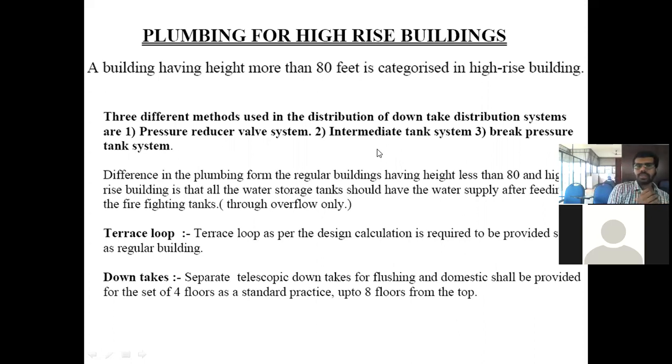Okay, so as this is a high-rise building, what happens is that there is a high pressure. If it is more than 80 feet height, it comes in the category of high-rise building. So we have to make allocations for reducing the pipe pressure, or the water pressure inside the pipe. The different methods to attain that are: pressure reducer valve system, intermediate tank system, and break pressure tank system. So these are the three different methods.